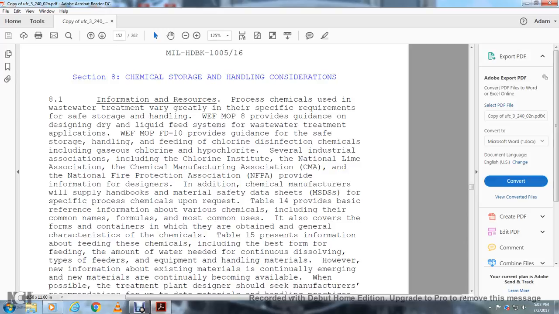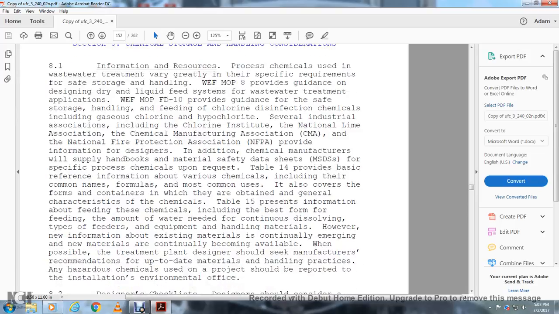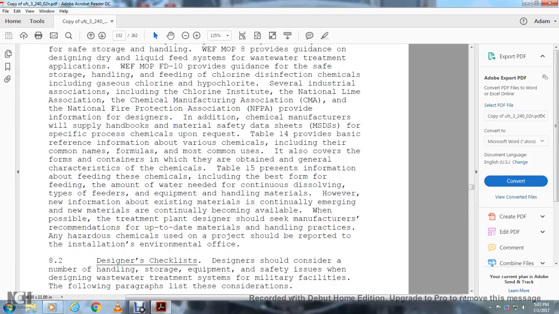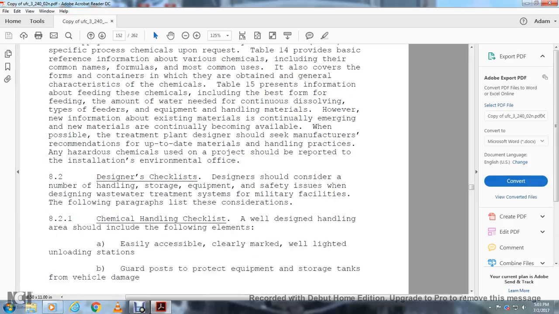Table 15 presents information on feeding these chemicals, including the best form for feeding, the amount of water needed for continuous dissolving, the type of feeder equipment, and handling materials. However, new information about existing materials is continuously emerging, and new materials are continually becoming available. The treatment plant designer should seek the manufacturer's recommendations on up-to-date material handling practices. The use of hazardous chemicals in projects should be reported to the installation environmental office.